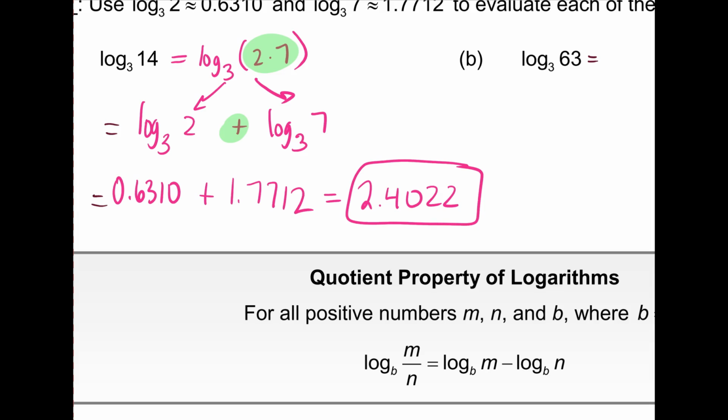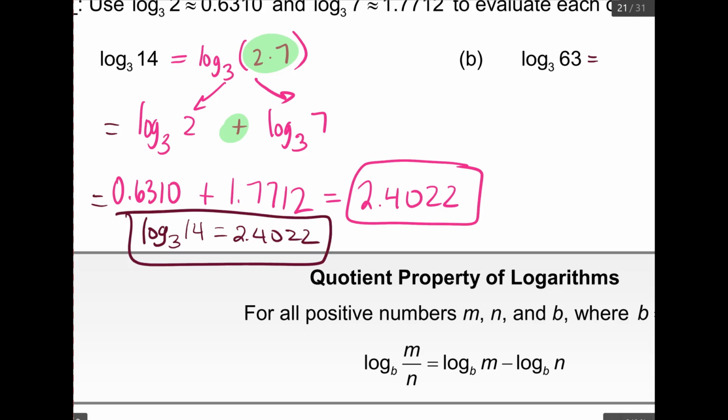Yeah, I understand. So at the end I don't necessarily have to write log base 3 of 14 equals 2.4022. That's extra, I don't really care. I can see your work. Is this what you're talking about, setting it equal? Yeah, you could, if that helps you, but it's fine. Technically, that's what it is.